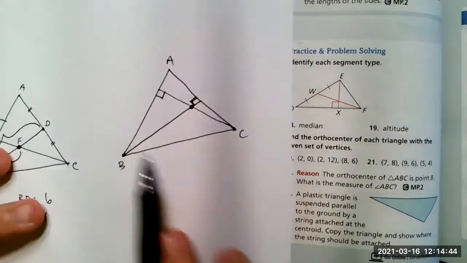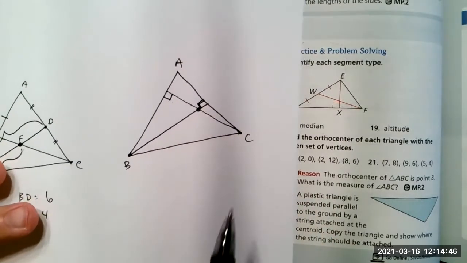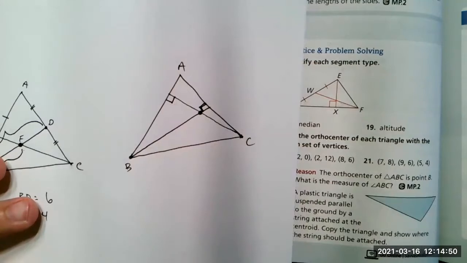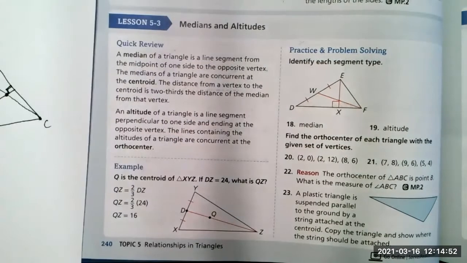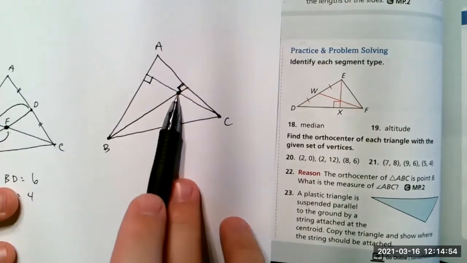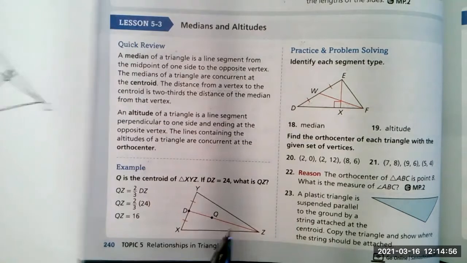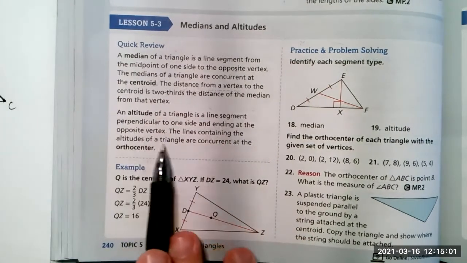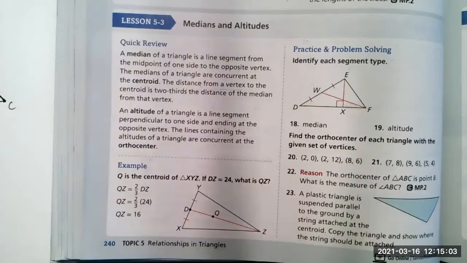I don't need to actually plot all three. 2 out of the 3 is fine, because once I plot this third one, they should cross if my picture was good, okay? So that point where they're crossing is called the orthocenter. Let's make sure I didn't miss anything else. Any of the lines containing the altitudes of a triangle are concurrent at the orthocenter. So we already talked about that.